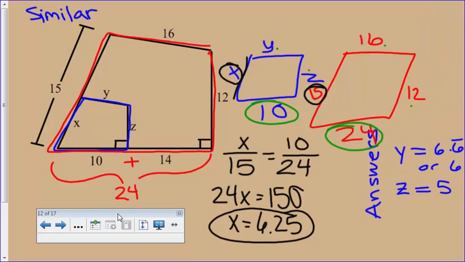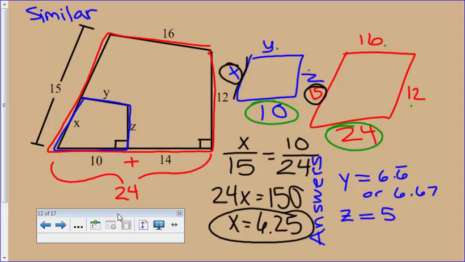All right, so here are the answers. Hopefully you got y to equal 6.6 repeating, or if you want to round that to the nearest hundredth, it's 6.67, and z is 5.